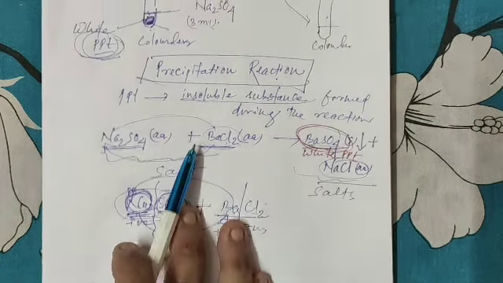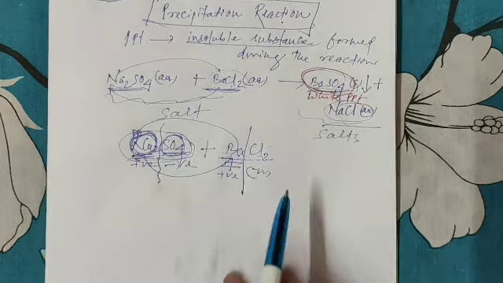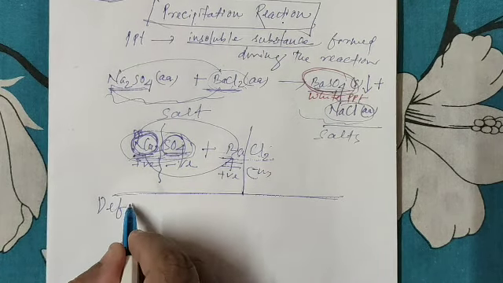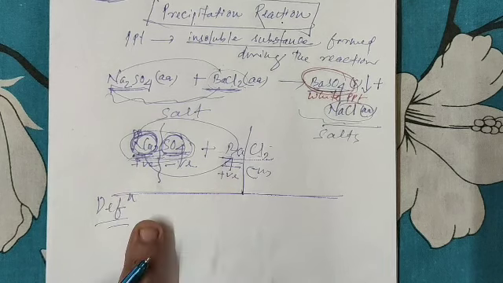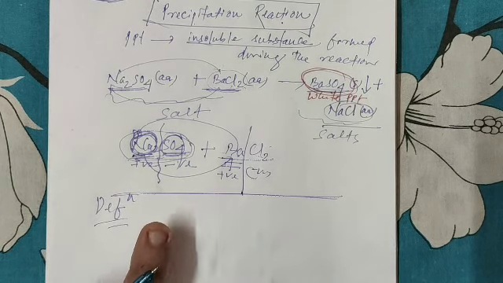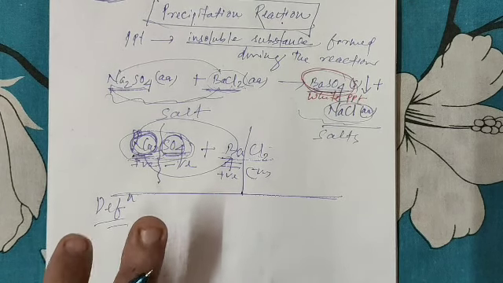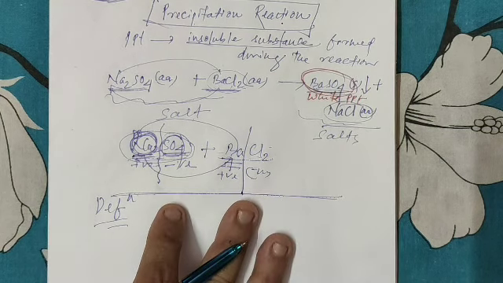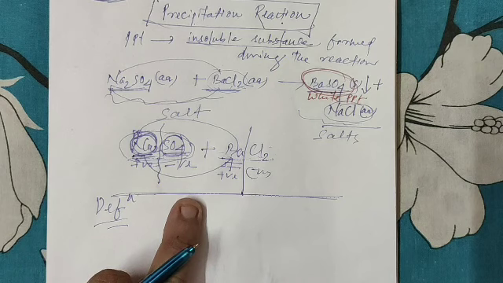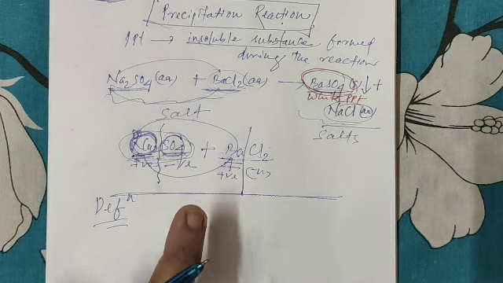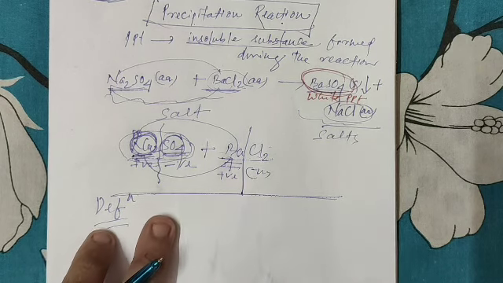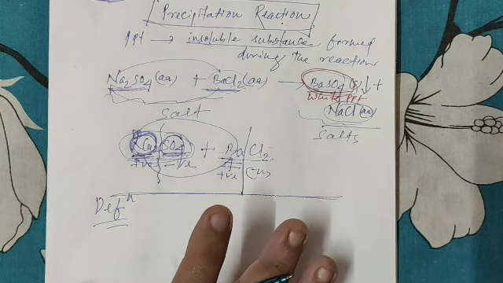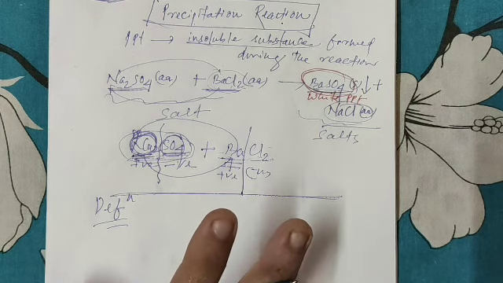Exchange happened. So how can you define a double displacement reaction? What will our definition be? Those reactions, first listen, those reactions in which two different atoms or groups of atoms are exchanged are called double displacement reactions.